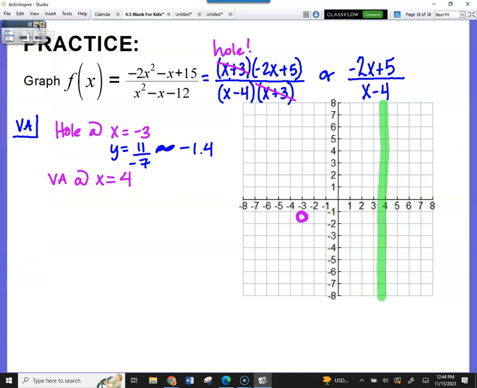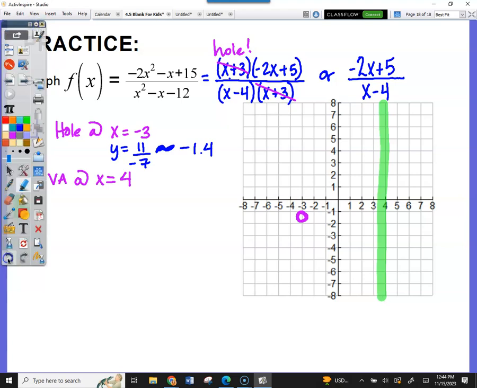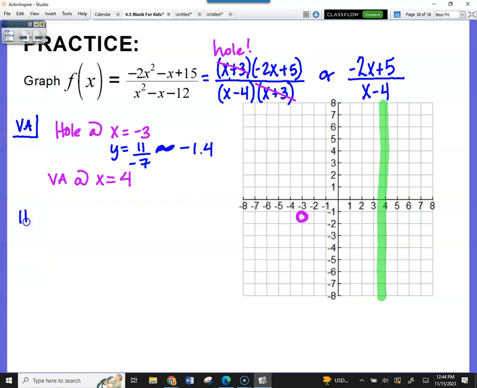Now, horizontal asymptote. This is the terms test. What is it? The degrees are equal, so it's the coefficients. So we've got that the degrees are equal, which means it's y equals the coefficients, negative 2 over 1, which is just negative 2. Which means there is no slant. So keep that in mind. That means there is no slant.